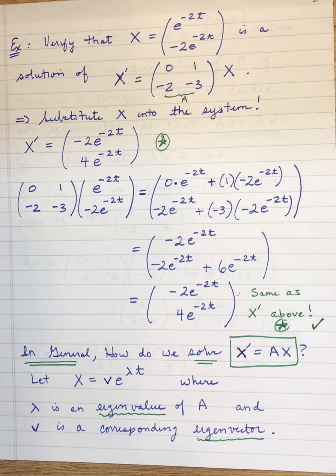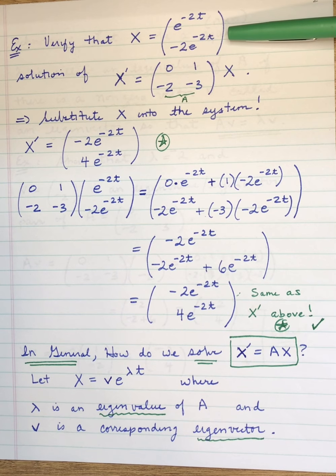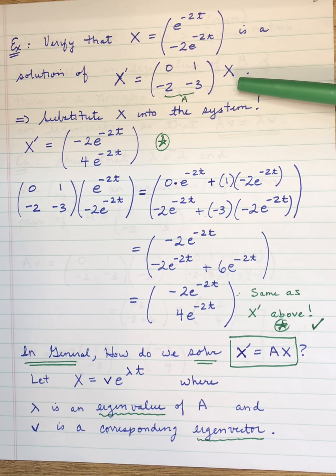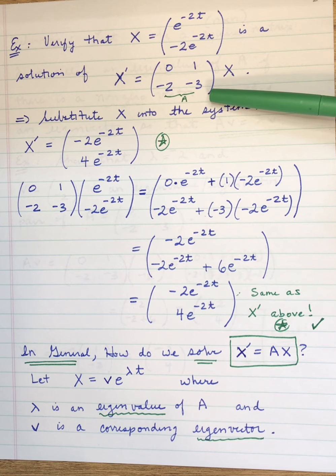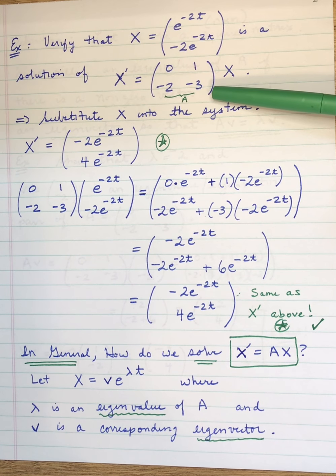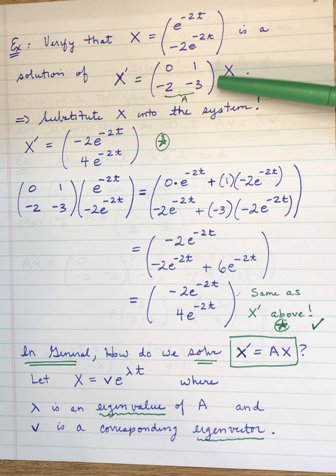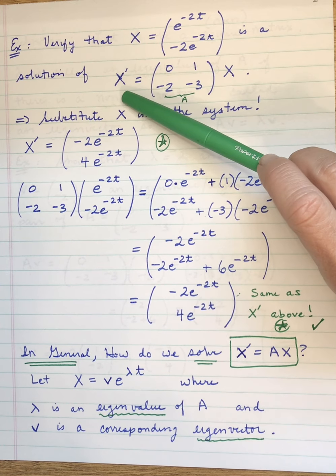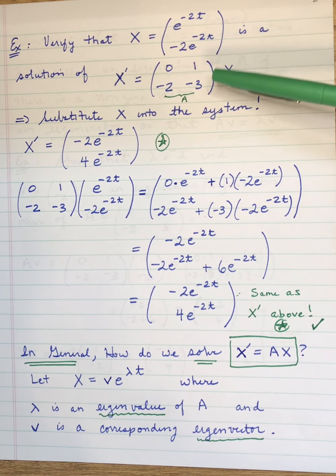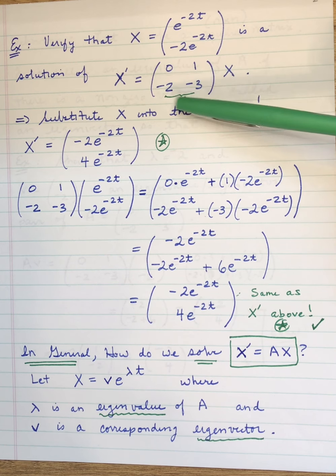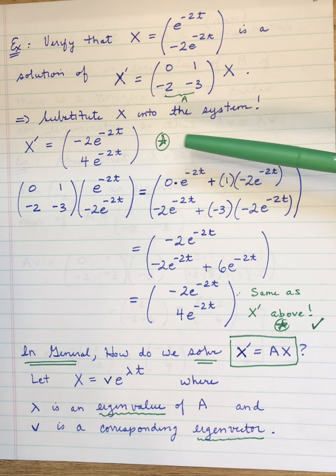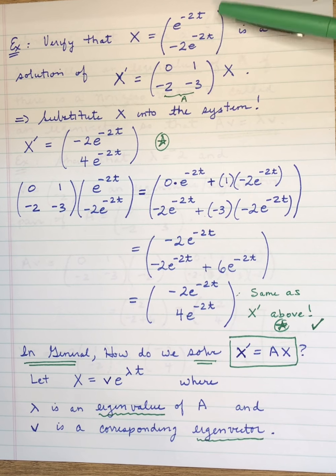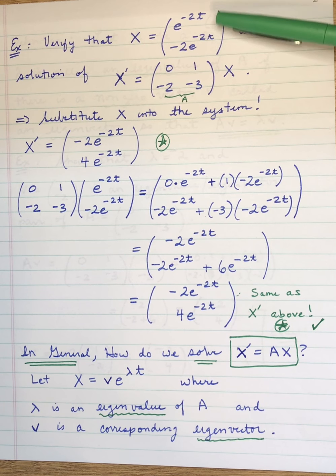So let's verify that this is a solution to the system x prime equals Ax, where A is this matrix, the one we just found for the previous system. All right, so all we're going to do is substitute this solution into this system. So let's make sure that x prime, the derivative of this vector, is the same thing as multiplying that matrix times the vector. So how do we differentiate a vector? It just means we differentiate each component.